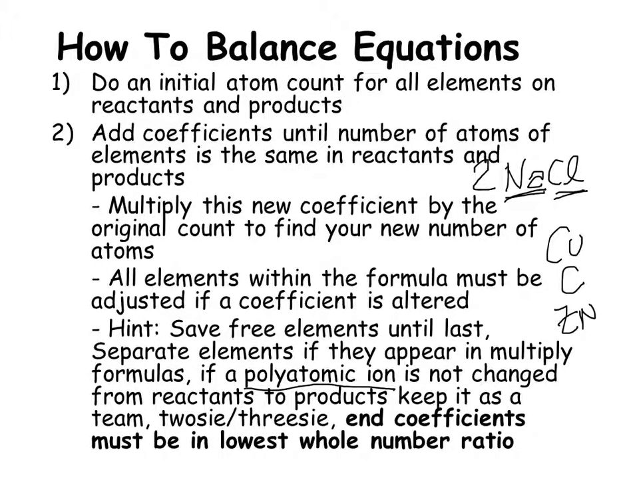And the last thing is that you want to have the end coefficients. The end coefficients must be in the lowest whole number ratio, okay? And if you can do that, then you should be able to balance the equation. Okay, so let's look at some examples on the next page.